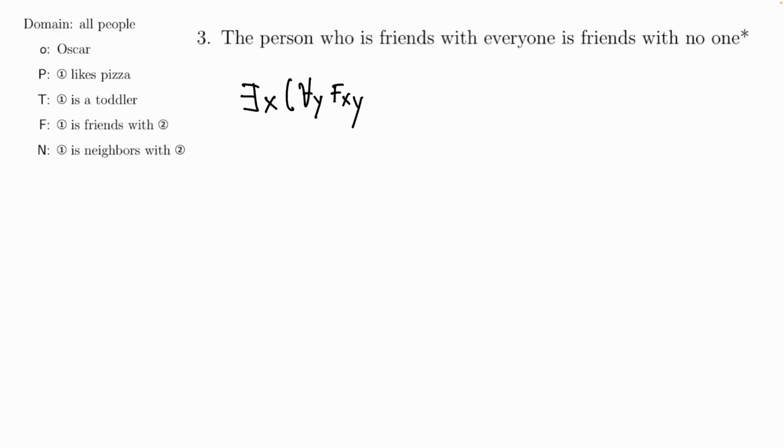And this individual who's friends with everyone, they're the only individual who's friends with everyone. They're the person who's friends with everyone. So there is an X such that X is friends with everyone. And for all Y, if Y is friends with everyone, if for all Z, FYZ, then Y has to be identical to X. So now I've got, there is exactly one individual that is friends with everyone.